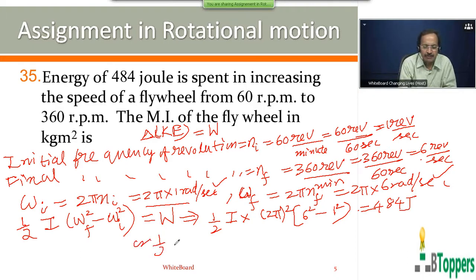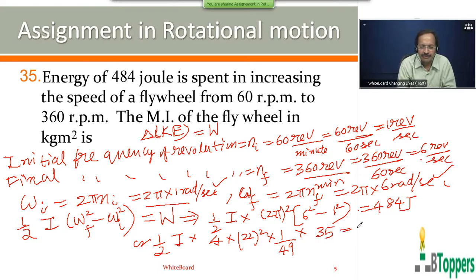Those who want to copy the solution of the problem, they can start writing the solution. 2 square means you can write 4. Pi square means you can write 22 square by 7 square or 49. That's 36 minus 1, 35, equals 484 joules. This is in radian per second. Omega will be in.